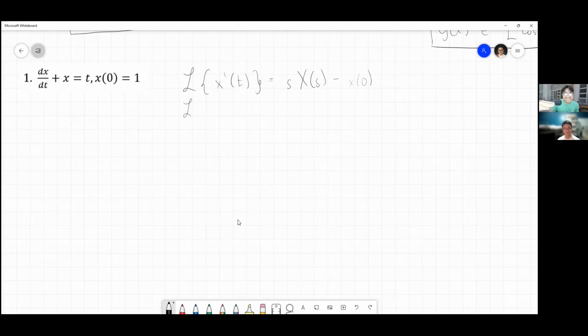And then yung second derivative naman, that would be s squared x of s minus s x of 0 minus x prime of 0. Yan yung form ng Laplace transform ng derivatives natin.